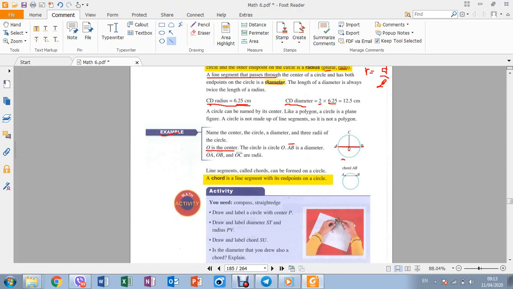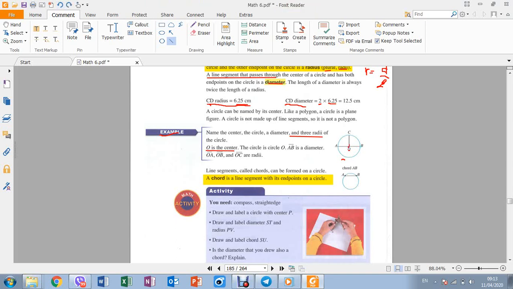So AB is a diameter, okay? AB is the diameter. Now it tells us the three radii. Show me the three radii in this circle. Find them, okay? So the first radius is what? OB, from the center to one edge. The second one is what?